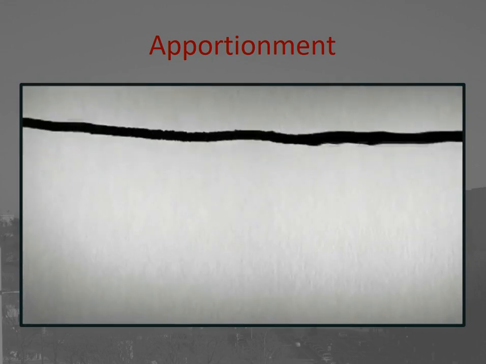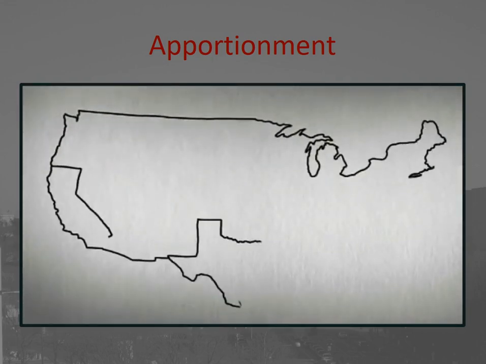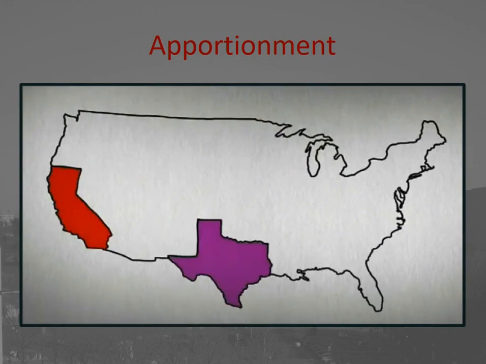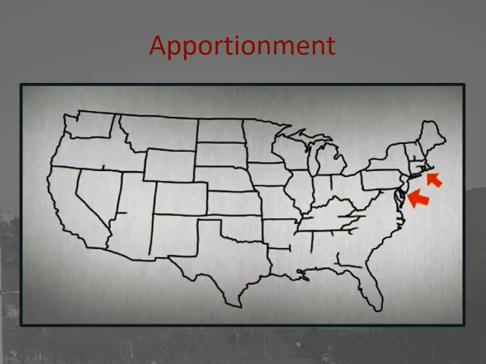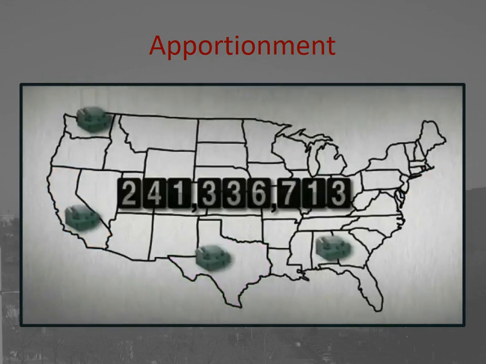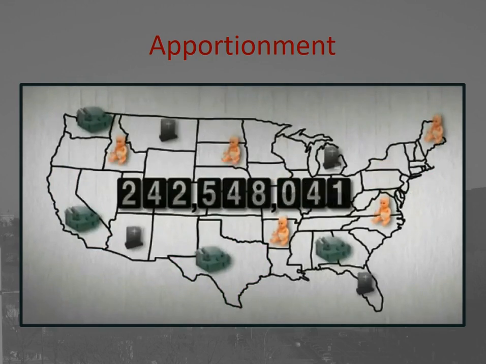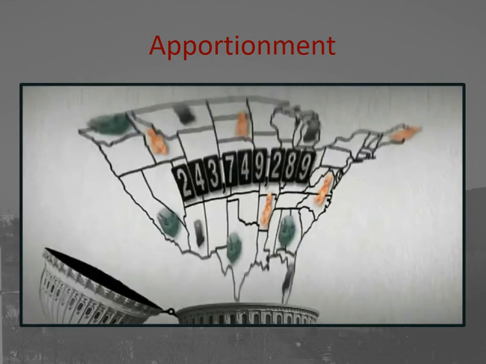Political power in Congress is based around population. Bigger states, like California and Texas, are rewarded with more seats than smaller states, like Rhode Island and Delaware. Since our population is constantly changing, people move, have babies, die, the Constitution requires that a census be held every 10 years to count the people of each state.